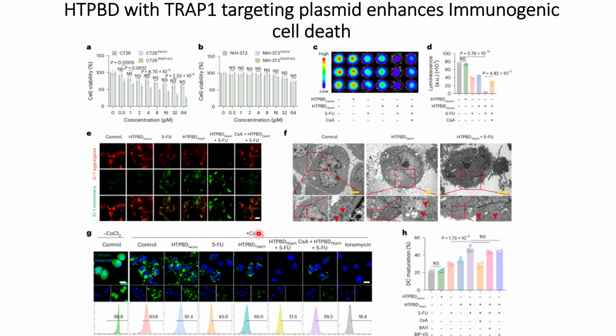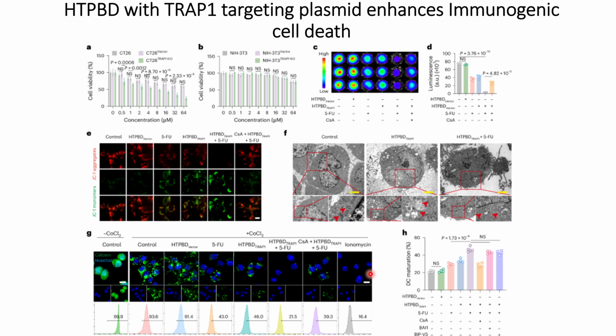When they use HTPBD TRAP1, they see reductions of around 46%, which is similar to 5FU. But when they combine HTPBD TRAP1 and 5FU, the signal goes down to 21.5%. Then when they use CSA plus HTPBD TRAP1 plus 5FU, they can see some recovery to around 39.3%. And for the positive control, they use ionomycin, where the signal goes down to 16.4%.